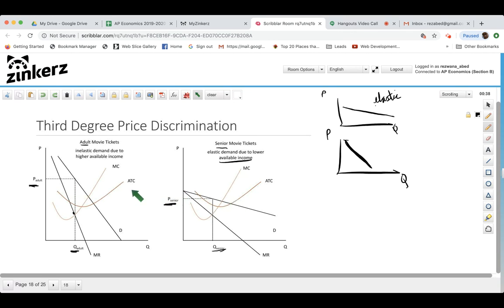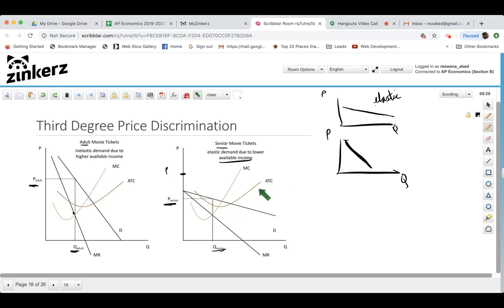So as you see here, the price of movie tickets for adults is a lot higher than the price for seniors, right? So would it make sense to charge this adult price to the seniors? What would happen if I charged a price over here? What do you see? Is there a demand for this product at this price? No, no, no. There is no effective demand at all, right?